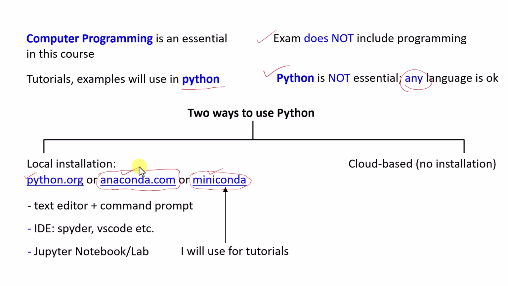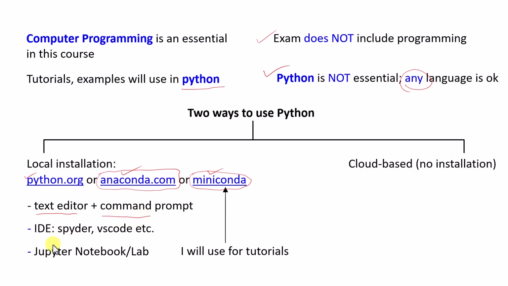Once we install Anaconda in our local machine, we have three ways to write and run programs. First, we may use any standard text editor such as Notepad or Notepad++ or Programmer's Notepad to write our code, and then we can run the code from the usual command prompt.